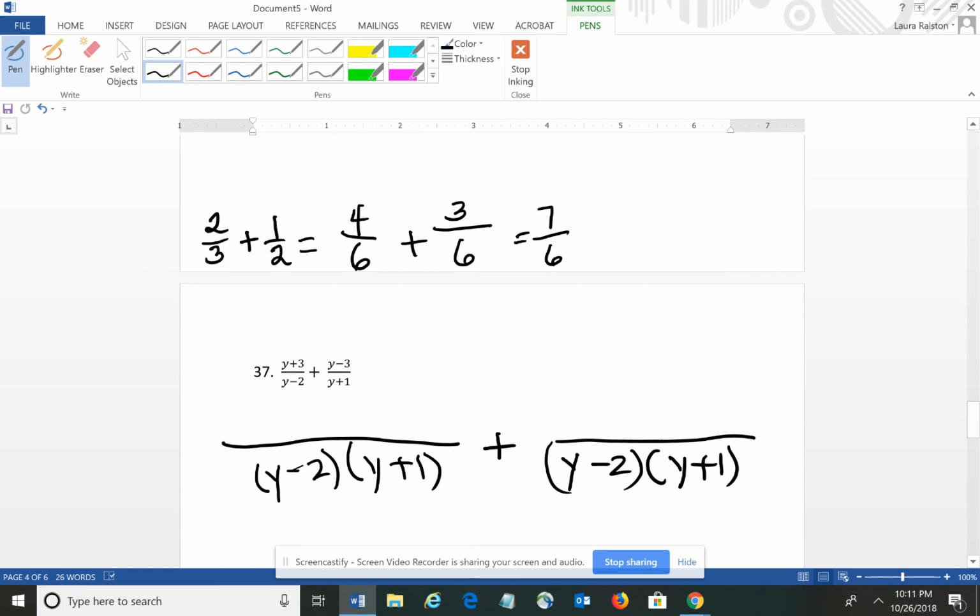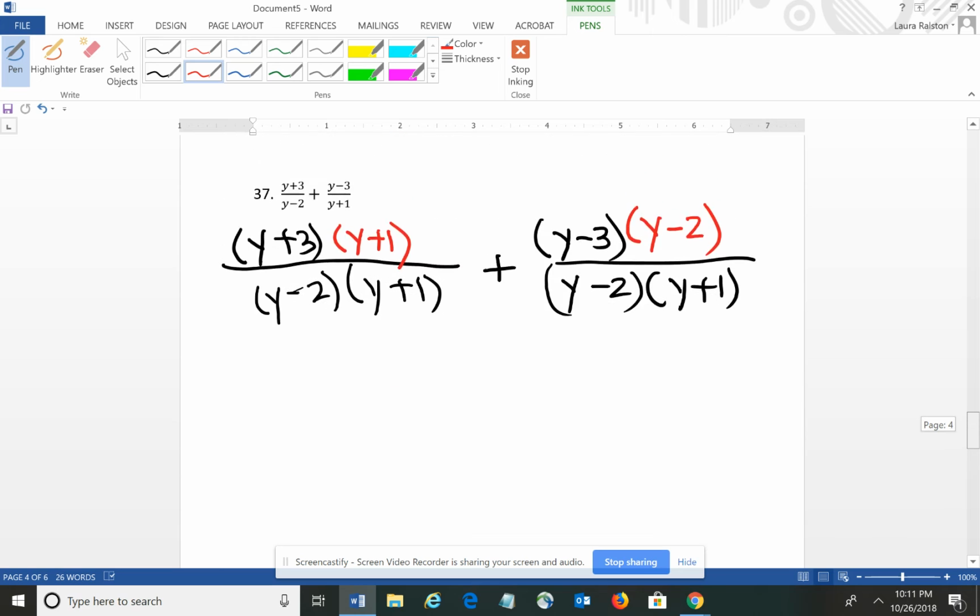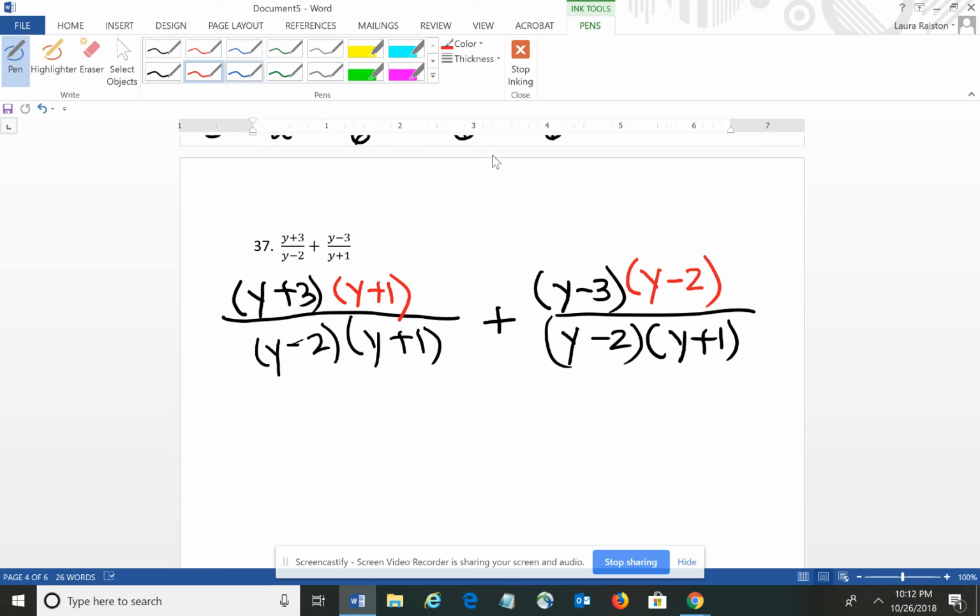Now, the numerators that are already present are going to remain. Can't just get rid of them because you want to. In the first fraction, I already have the y minus 2, so I need to multiply by the y plus 1. In the second fraction, I already have y plus 1, so I'm going to multiply by y minus 2. In a sense, you're basically multiplying by 1 in order to add the piece that's missing.